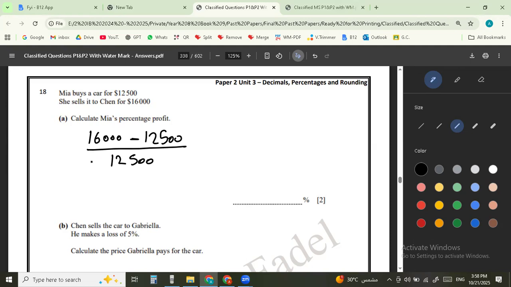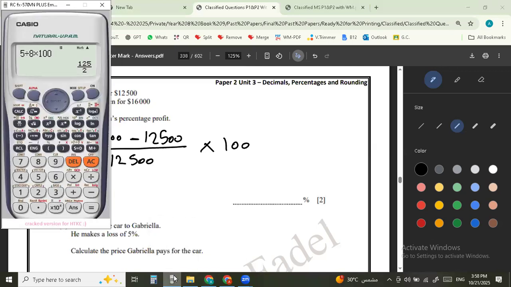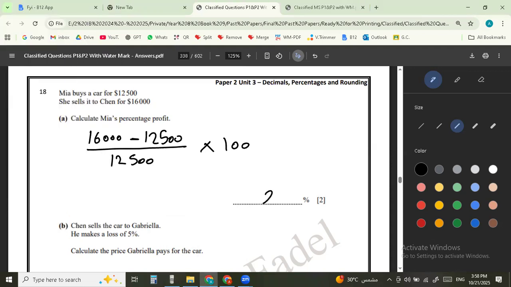Then they want it as a percentage, so multiply by 100 at the end. You're going to find that this gives exactly 3,500 over 12,500 times 100 equals 28% exactly.